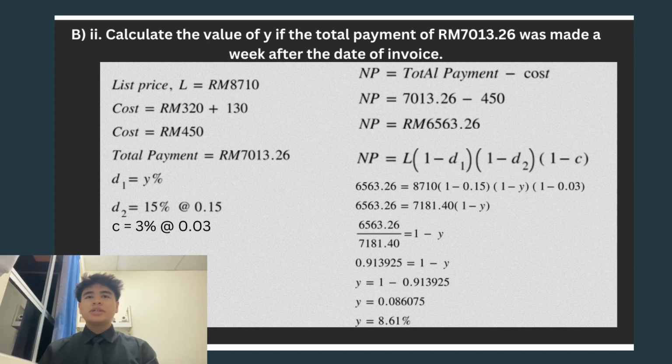We substitute the information that we have into the formula and then we solve the calculation using the algebra concept, and then we get the answer 0.066075 or 6.61%.